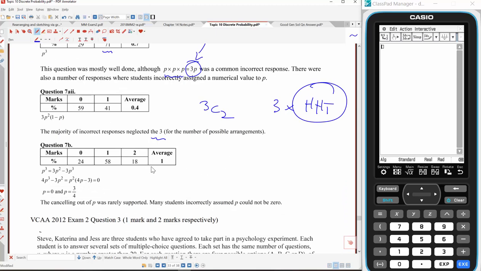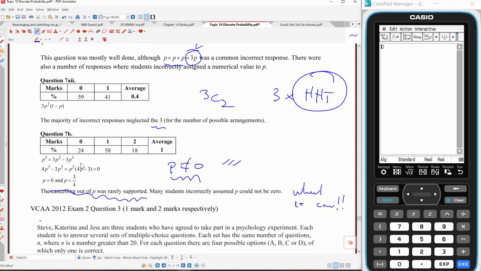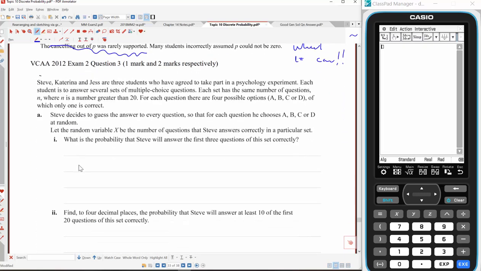All right, this one here, the cancelling out of P was rarely supported. So if you cancel P by dividing through by P in this case here, you assume that P can't be equal to 0, and for a probability P can be equal to 0. So bad assumption. So many students incorrectly assume that P could not be 0, which it can. All right, so where you can, girls, use the null factor law to get the solutions out.